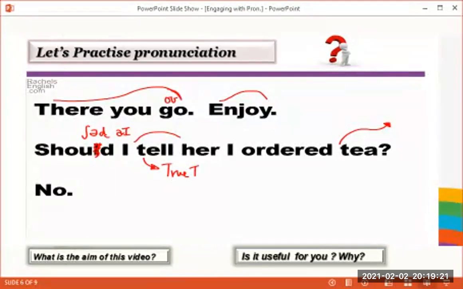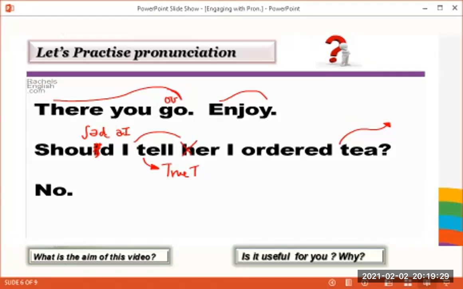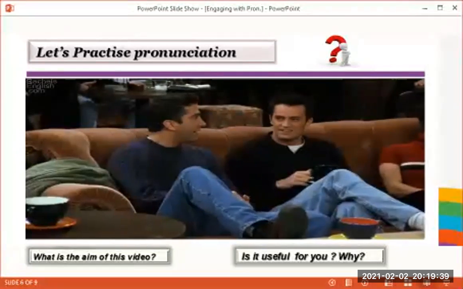That's always going to be a true T. Unless it's the TR cluster, then it might be a CH sound. Tell her. We have a dropped H. The ER, the schwa R ending just links on to the word before. Tell her. Should I tell her?